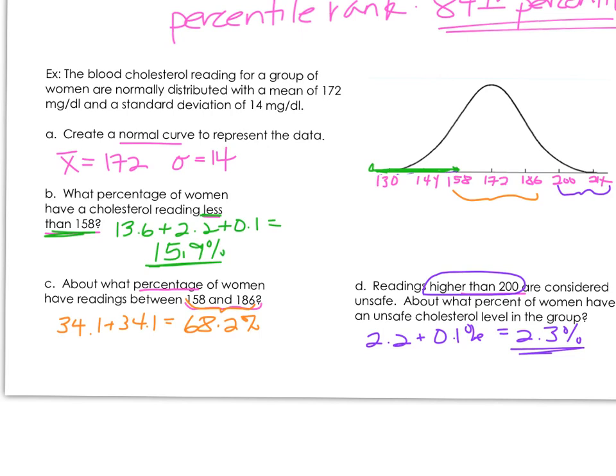Part C, about what percentage of women have readings between 158 and 186. Those would be those two standard deviations, one on each side of the mean. Therefore, I added 34.1 to another 34.1. The majority of our data is going to be right around that mean, 68.2%. And then last but not least, readings higher than 200 are considered unsafe. About what percent of women in the group had unsafe cholesterol? 200 would be the two standard deviation values on the very far right-hand side. Thankfully, only 2.3% of women would have fallen within that category.